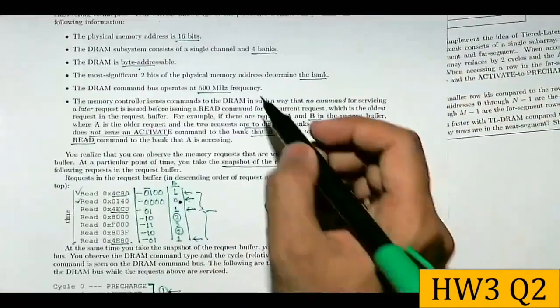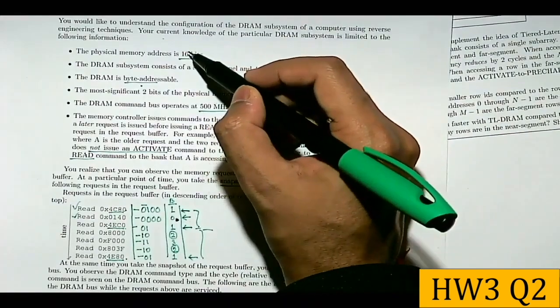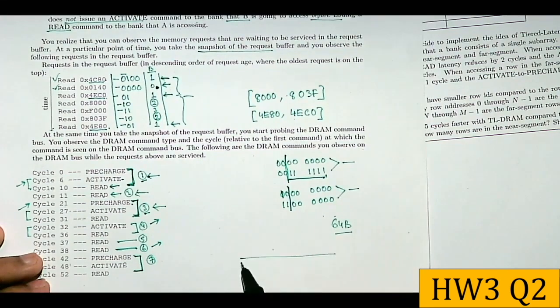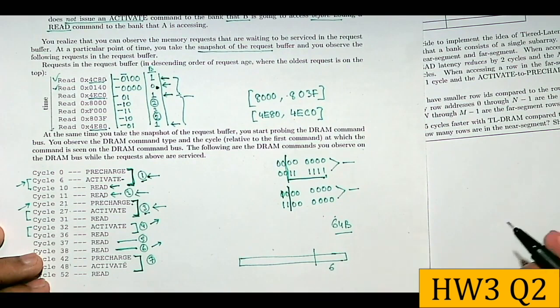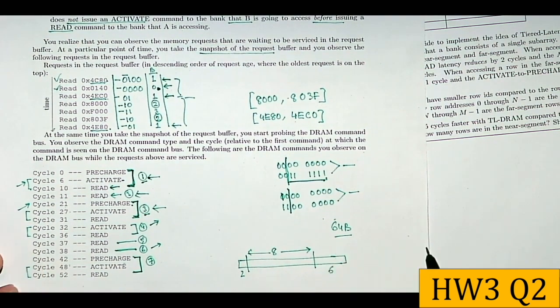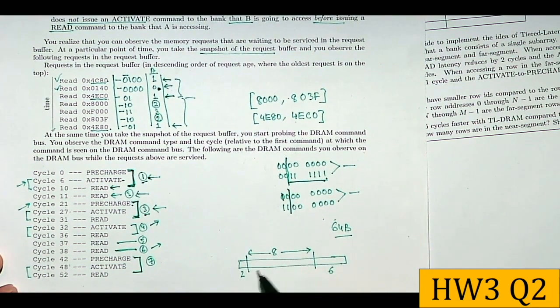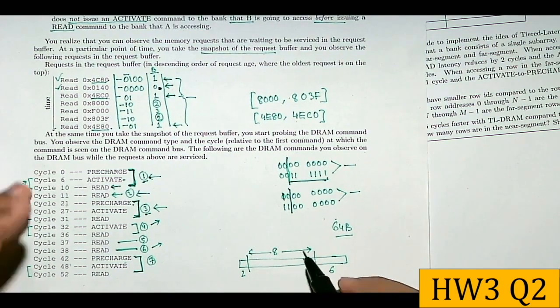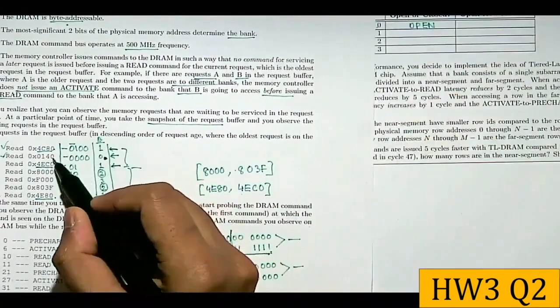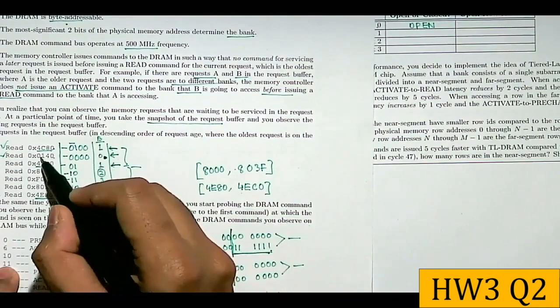Now if you see this, you have 16 bits of addresses. The last 6 bits are the row offset, so if you simply chop them off, these 6 bits go for the row offset, these 2 bits go for the bank number, and the remaining 8 bits give you the row number, right? So now if you simply calculate this, for bank 0, this access is 0140.